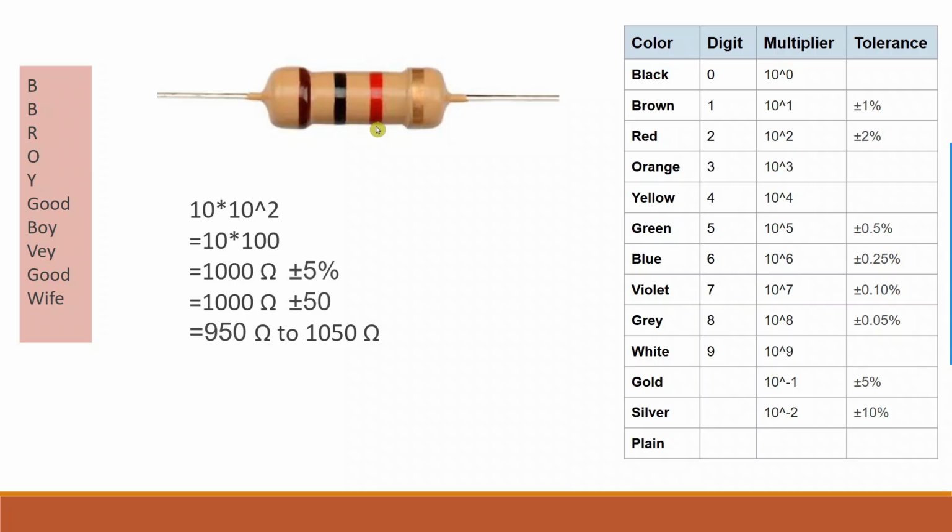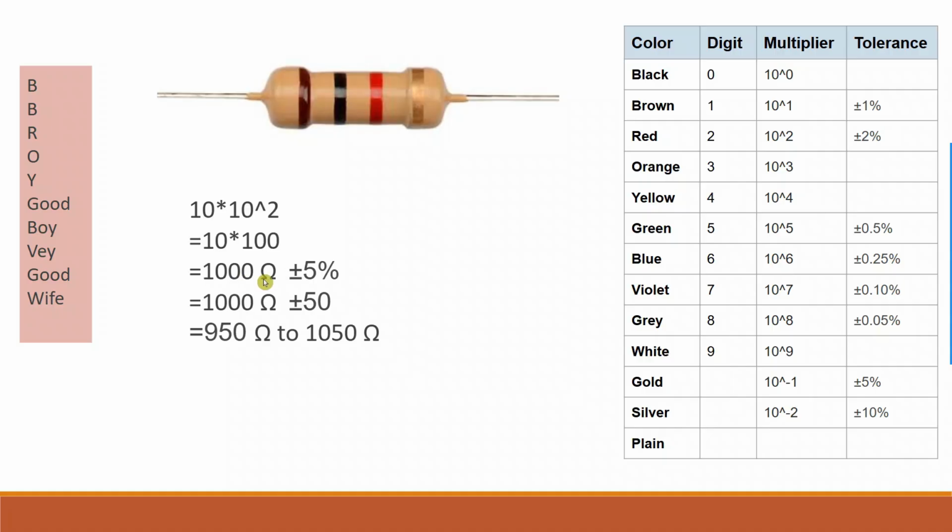What is the third color? Red. So what is the multiplier of red? 10 to the power 2. So I put here 10 to the power 2. Now what is the value of 10 to the power 2? Equal to 100. Then we have to multiply 10 into 100, equal to 1000 ohm. Now we have found the value of the resistor.